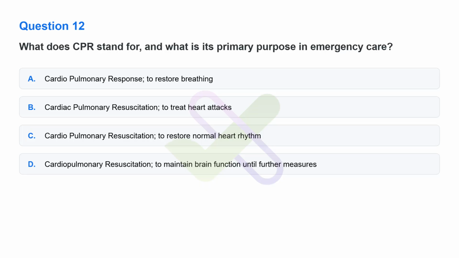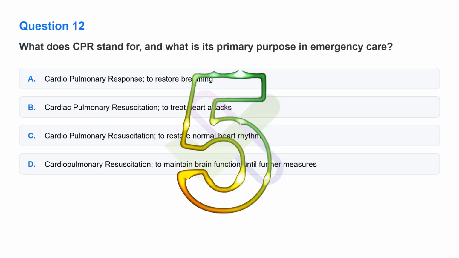What does CPR stand for, and what is its primary purpose in emergency care? A. Cardiopulmonary response, to restore breathing. B. Cardiac pulmonary resuscitation, to treat heart attacks. C. Cardiopulmonary resuscitation, to restore normal heart rhythm. D. Cardiopulmonary resuscitation, to maintain brain function until further measures.